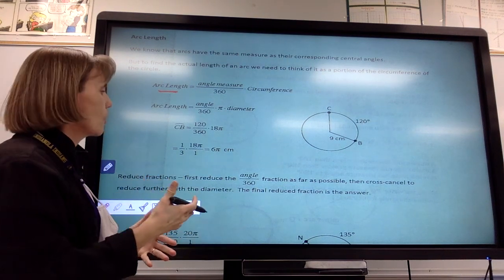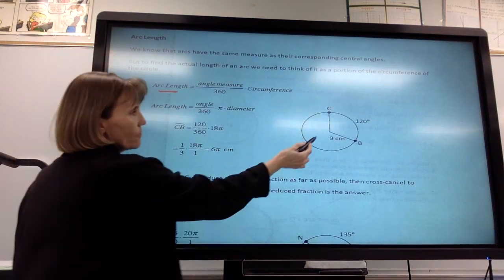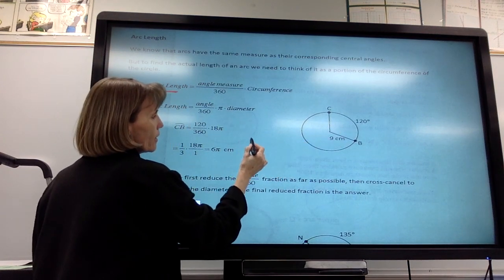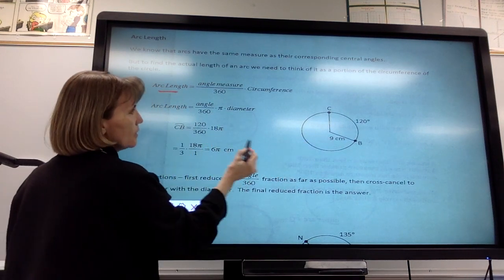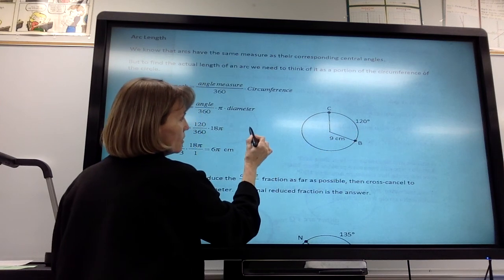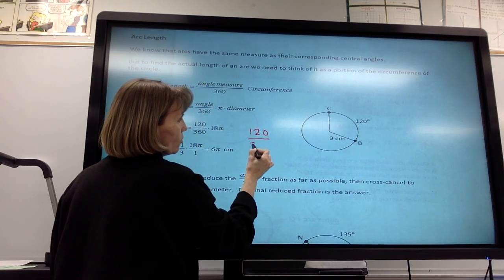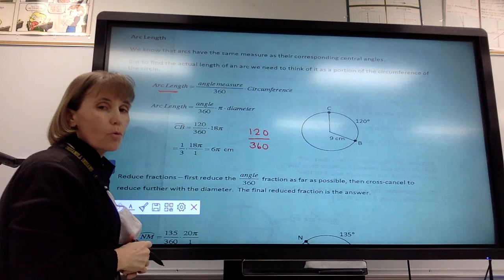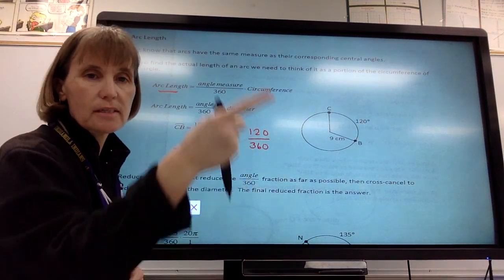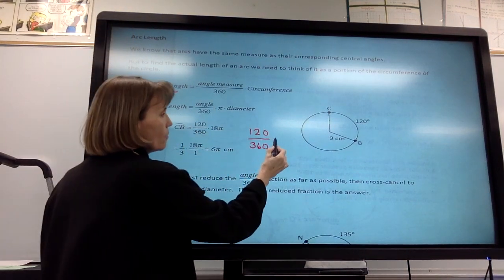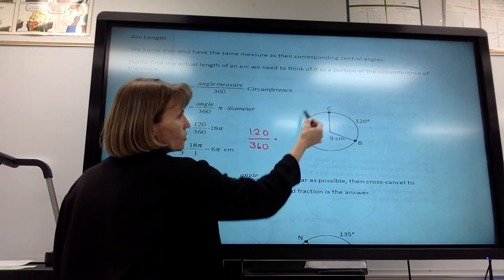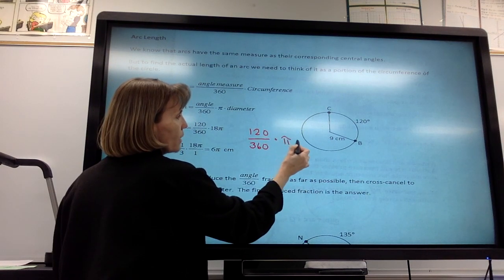So in this case, if I'm finding the arc length, I would say the arc length is equal to the angle measure you're given. So you'd say 120 degrees over 360. It's always out of 360 degrees because that's all the way around the circle. And then we take it times the circumference. The whole circumference, remember, was pi times diameter.